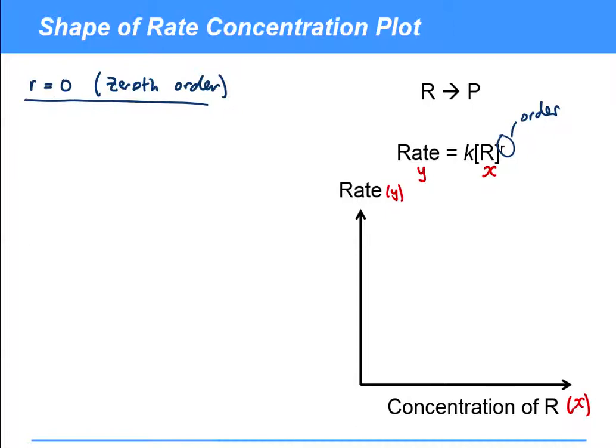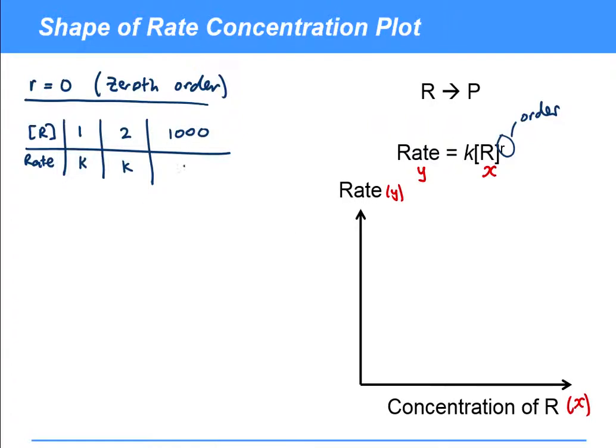Now if that's the case, then effectively, if we just drew up a little table of values here for concentration of R and the rate, then let's say R is 1, then because it's 1 to the power 0, well, that's just going to be 1. So the rate is just going to be K times 1, which is just K. Let's increase the concentration. 2 to the power 0 is still just 1, and so K times 1 is K. And it doesn't matter what concentration we decide. We could use a concentration of 1,000. We're still going to get a rate of K.